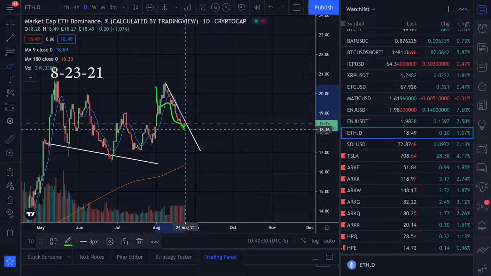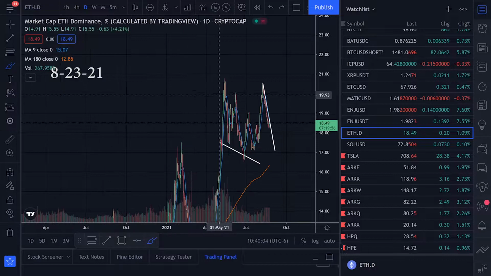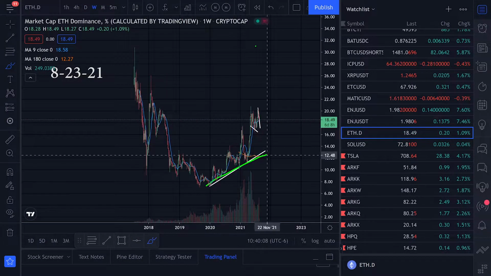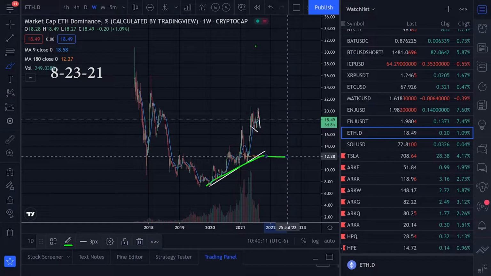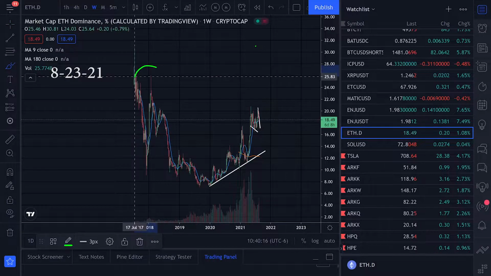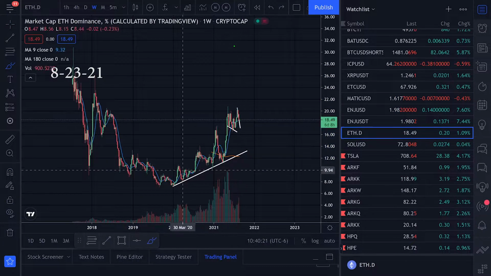We got a downtrend, and it looks like we might be breaking up to the upside. This is the Ethereum Dominance. It's just something to take a look at. If we take a look at the weekly time frame, at one point the dominance was really high, and then it started trending down. But now it's in that big uptrend.